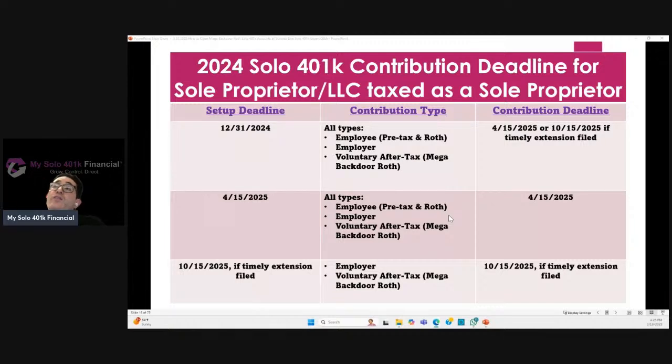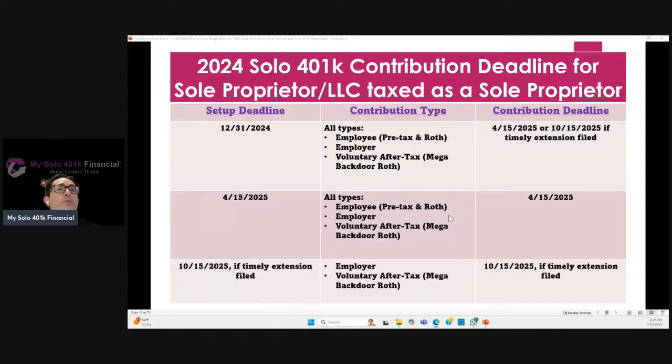Now, if you didn't sign up with us before the end of last year, or you hadn't set up, say, a basic solo 401k plan somewhere else that you now want to upgrade to our plan to take advantage of the service and features of our plan, then you can still set up a plan for 2024 and make 2024 contributions, but you'll be more limited in either the types of contributions you can make or the deadline by which you have to make those contributions. And it'll depend on how your business is taxed.